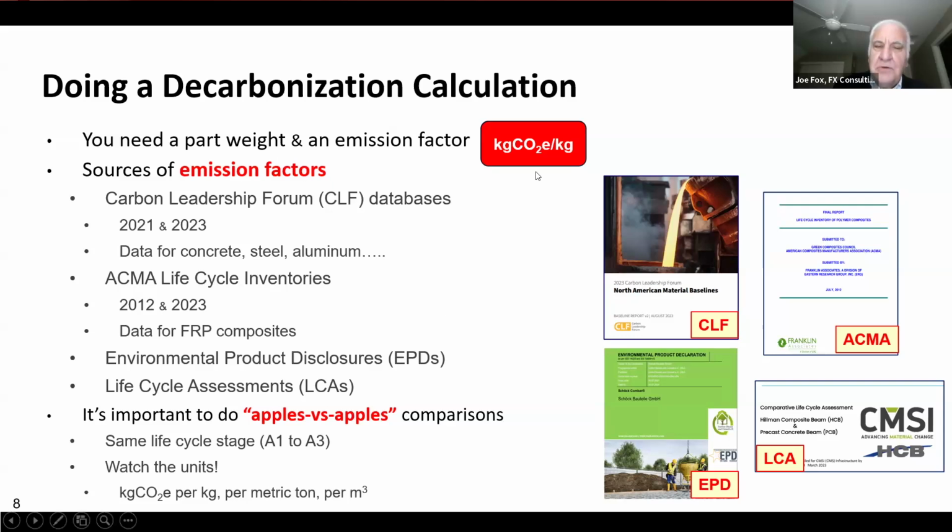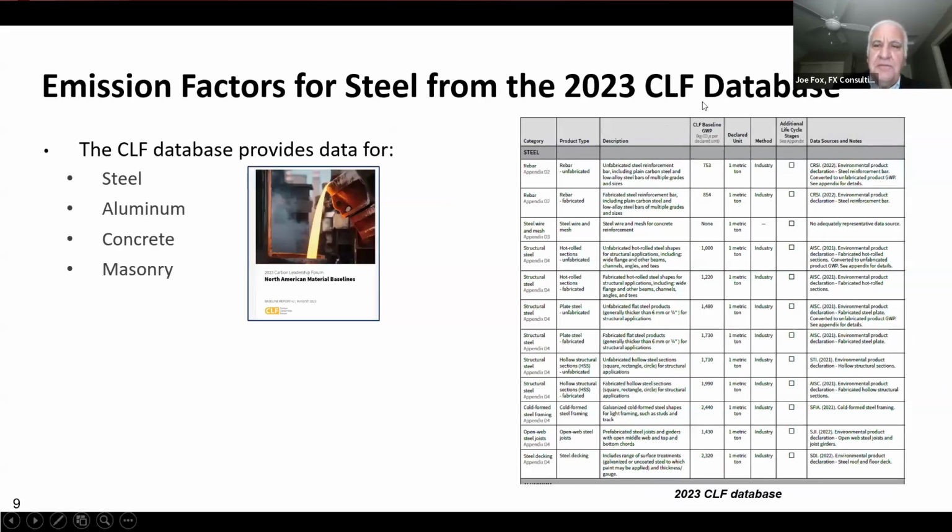As I've said, this is the most common one, kilograms of CO2e per kilogram. But sometimes you'll see per metric ton. For concrete, you'll see per cubic meter. It's very important to watch the units. A little bit more about the CLF database. The CLF database provides data for steel, aluminum, concrete, and masonry. And I've copied part of the table here, which shows the emission factors for many different types of steel.